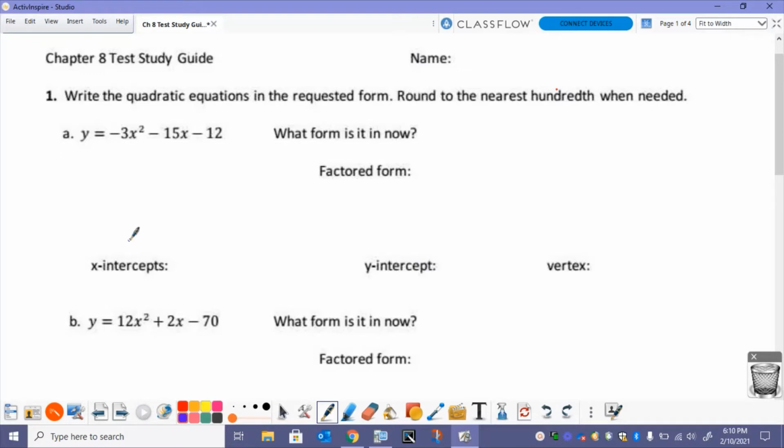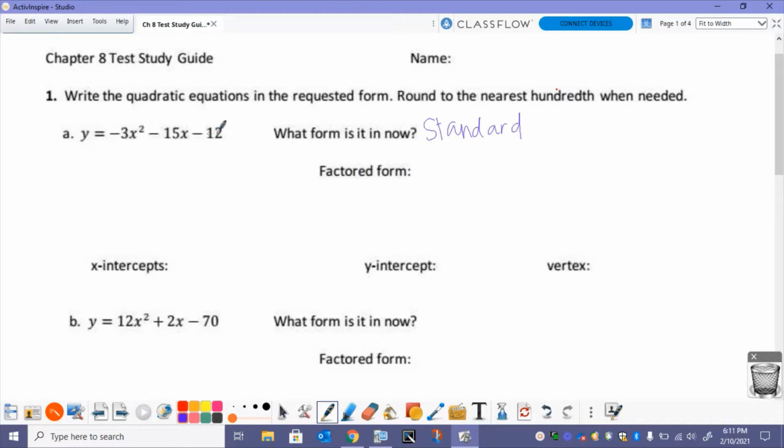All right, the first part says, given one form of a quadratic equation, write the equation in the requested form. So we're just switching forms. The first thing that we need to do when we look at A, we've got negative 3x squared. That x squared tells us that this is in standard form. Okay? And then it wants us to present it in factored form. So we're going to factor this out.